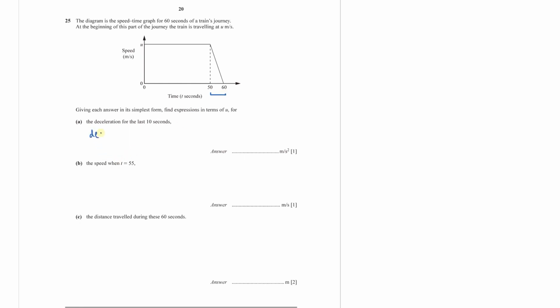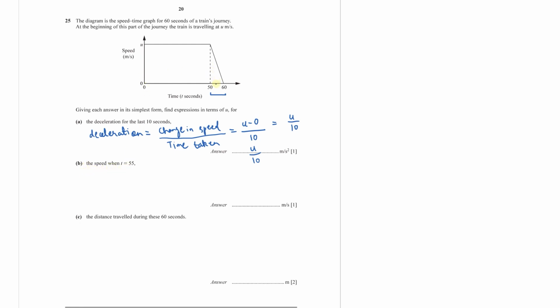So you know that deceleration equals change in speed divided by time taken. So what's the change in speed? You went from u to 0. So your change in speed is u minus 0, divided by the time taken, which is 60 minus 50, which is 10 seconds. So u over 10. This is your deceleration.